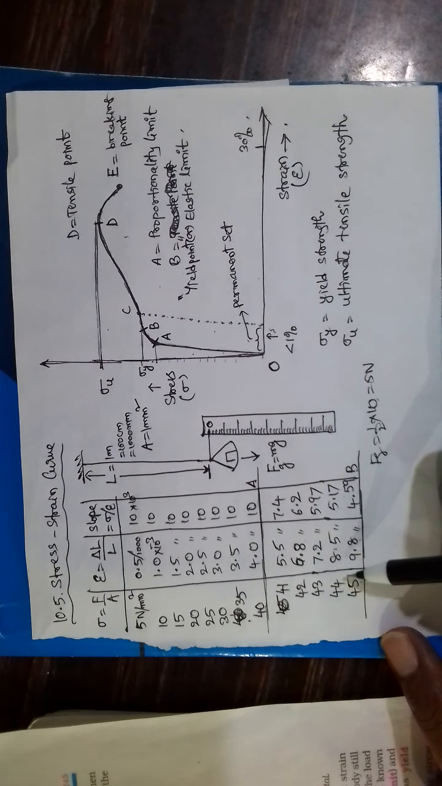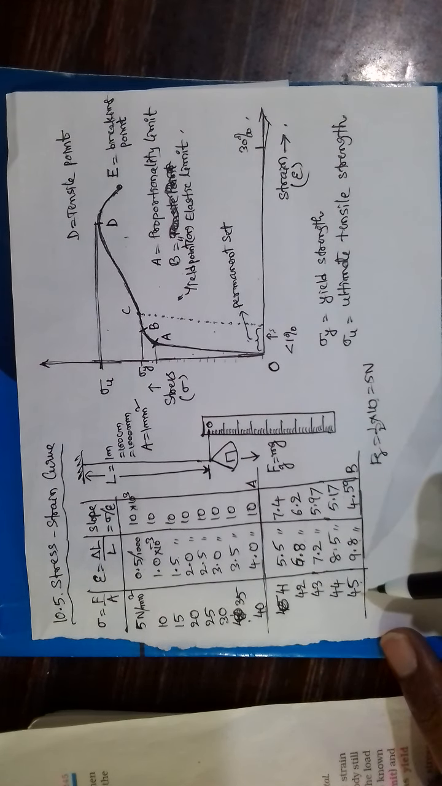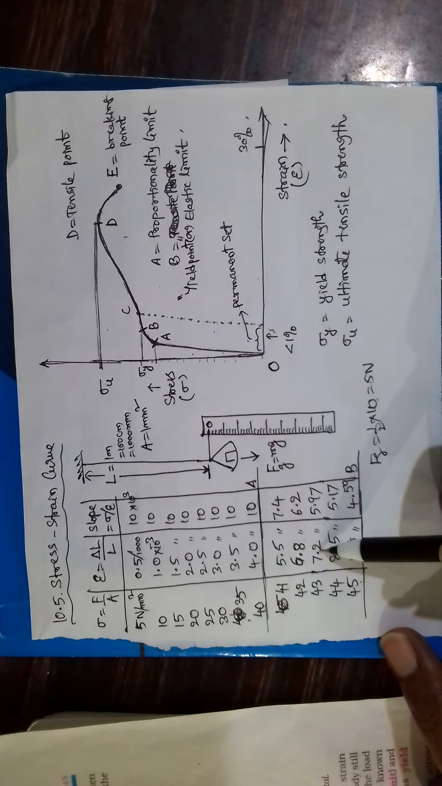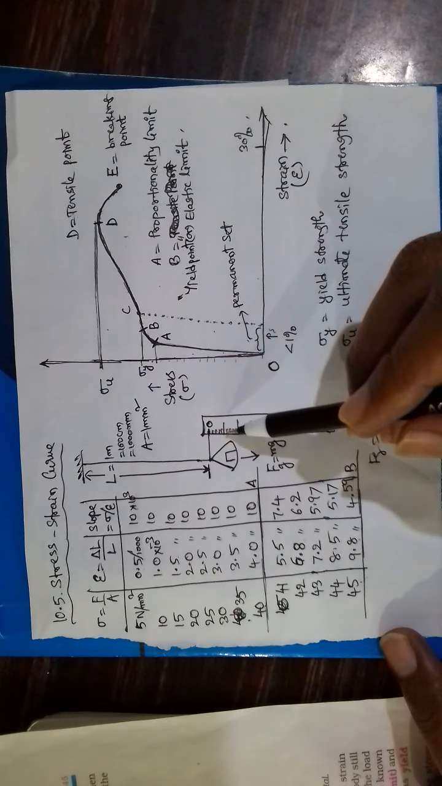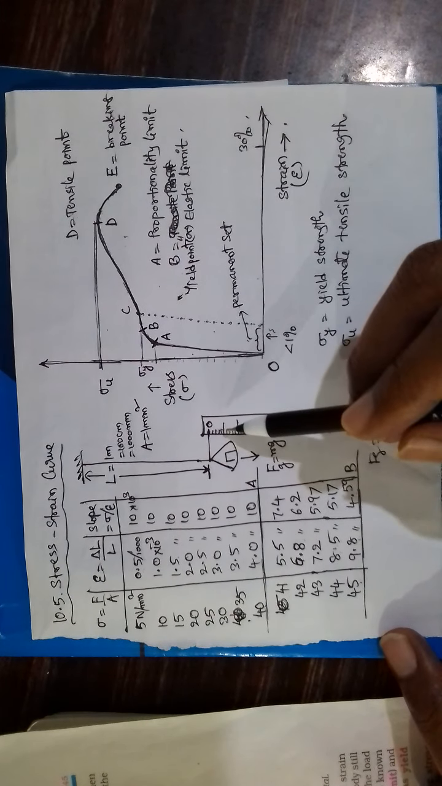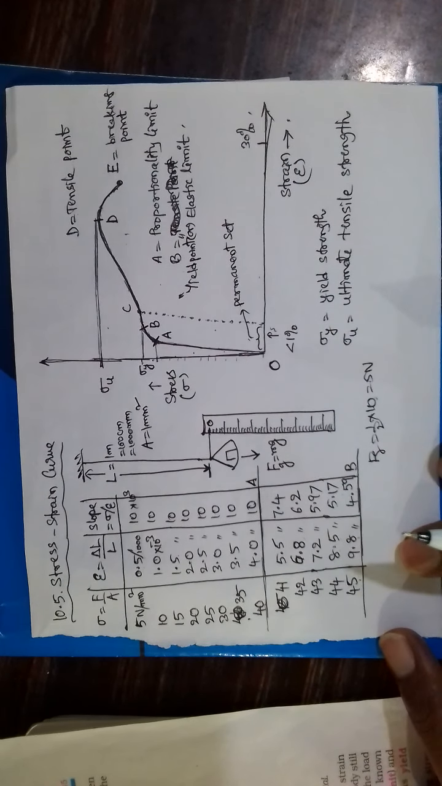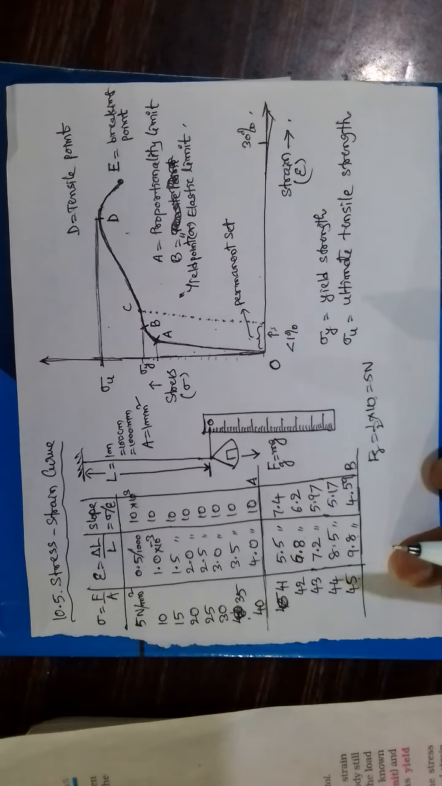Once again you check. You remove 1 more newton force. You decrease 44 to 43. Here the scale reading must move from 8.5 to 7.2. Whether it is 7.2 or not, you check. If it is 7.2, your wire is elastic.